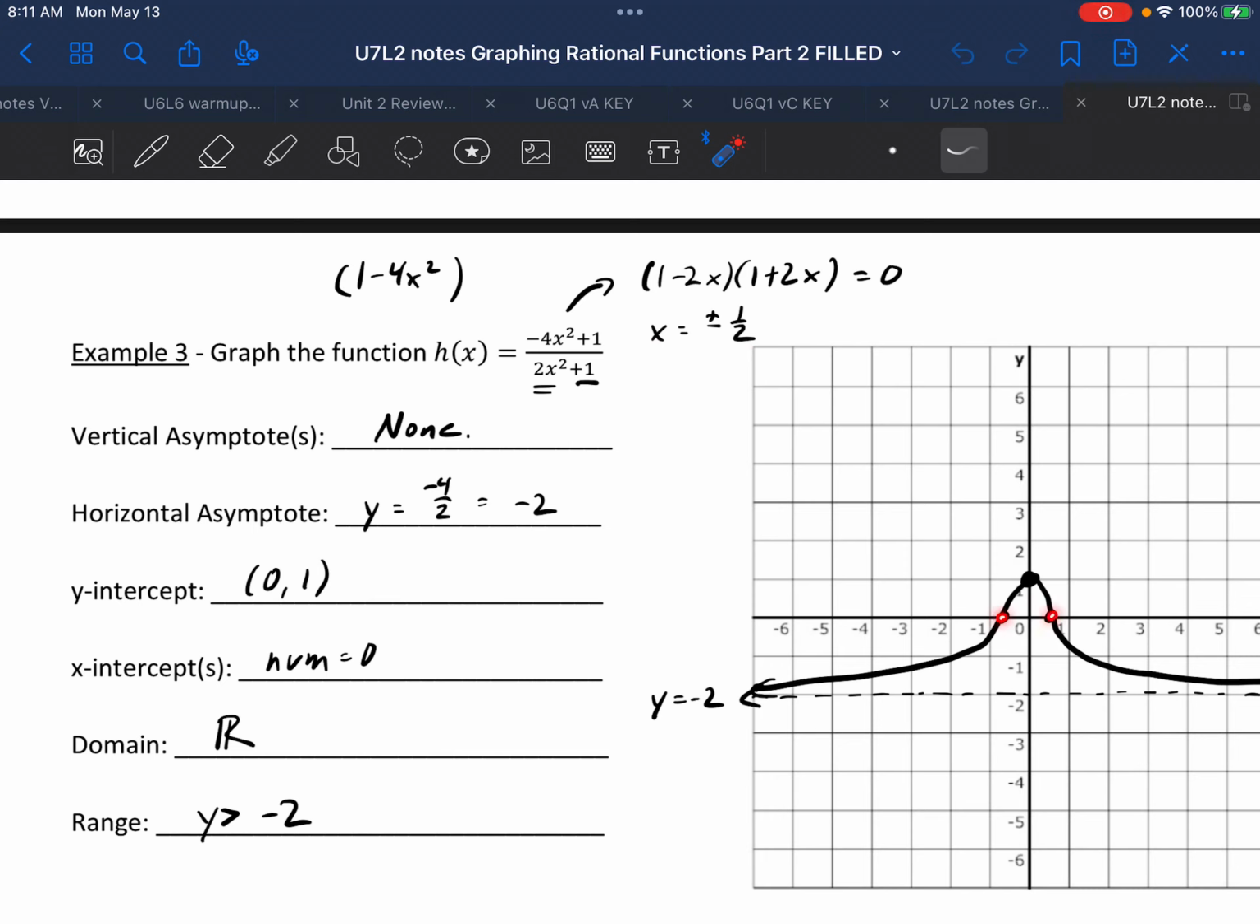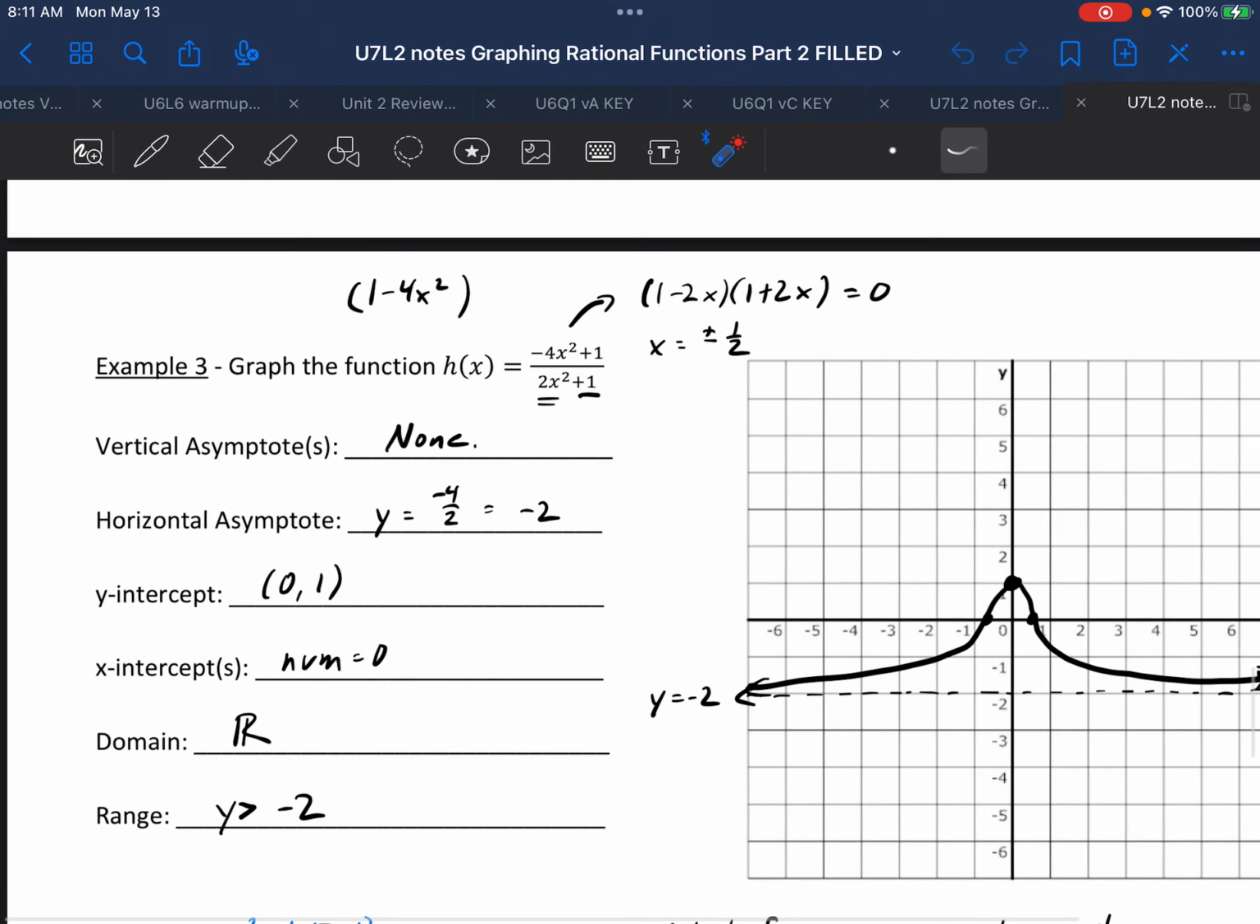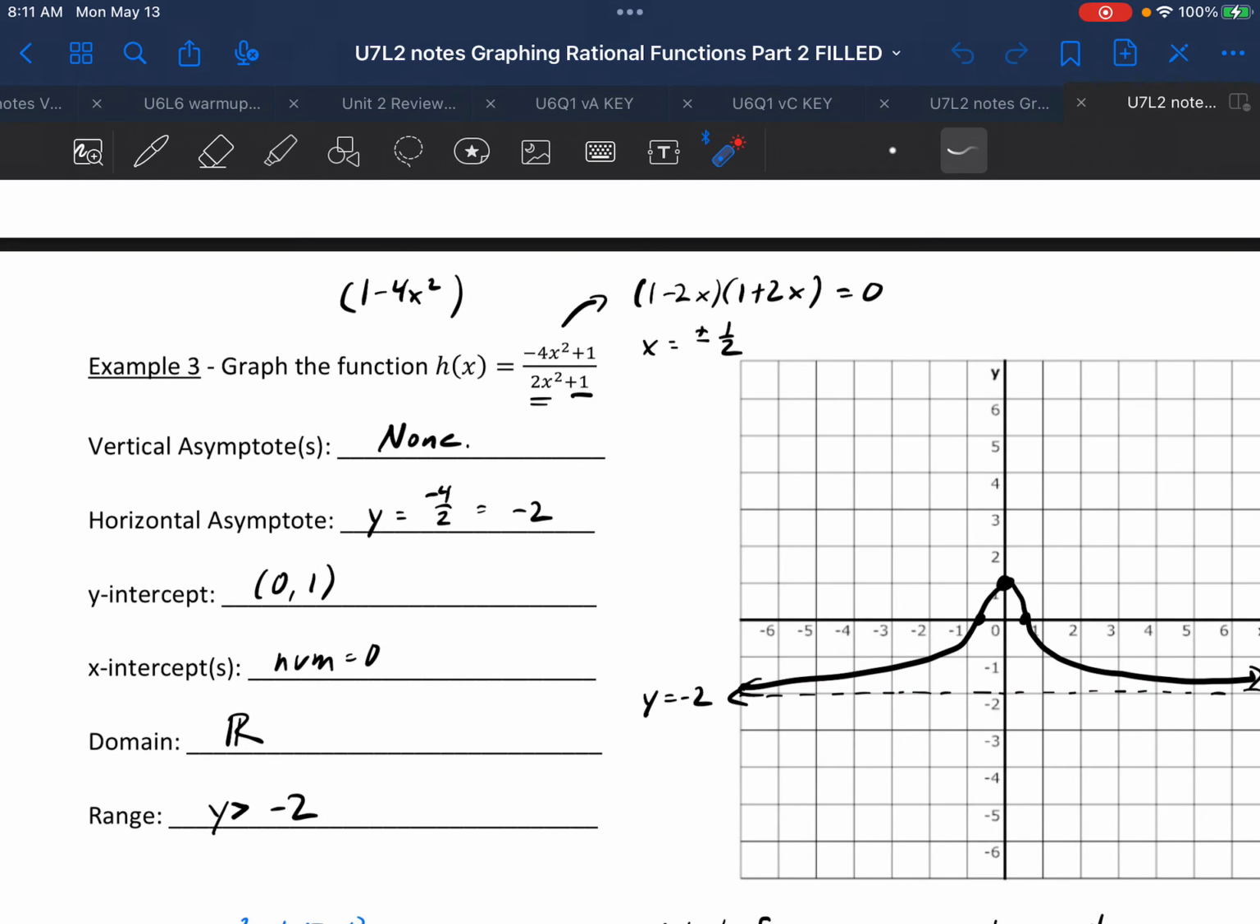So we have these 3 points, right? These 2 x-intercepts, this y-intercept. We have 1 horizontal asymptote, okay? That's it. So the graph has to look like this. It's going to go up, it's going to touch that y-intercept, it's going to come right back down and approach the horizontal asymptote. Okay, easy domain. The domain's all real numbers.